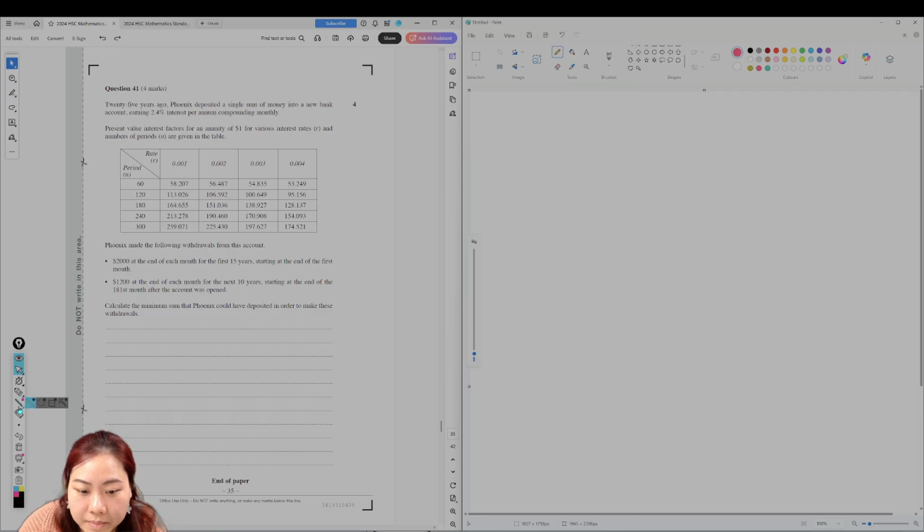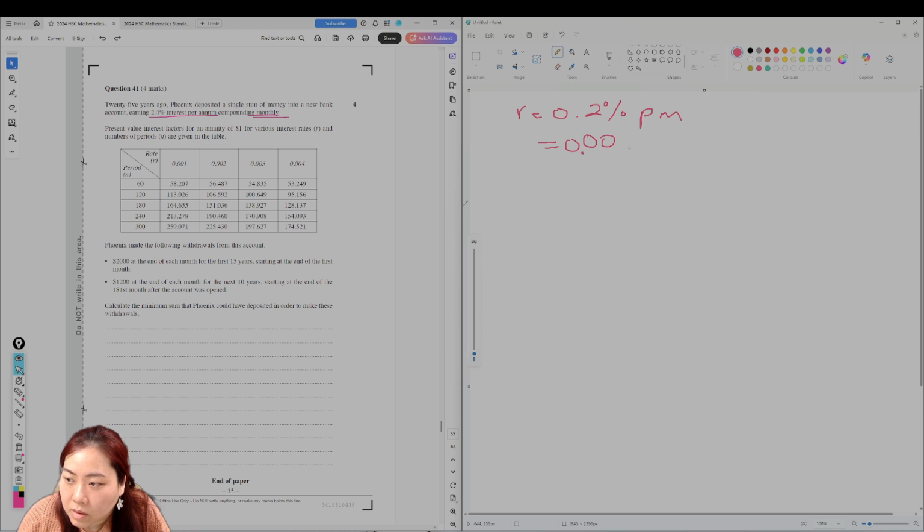We have 2.4% interest per annum. Gosh, black is so boring. I'm going to turn back to pink. 2.4% interest per annum compounding monthly. What is that per month? 2.4 divided by 12, so 0.2% per month. That means the rate is 0.002 per month.